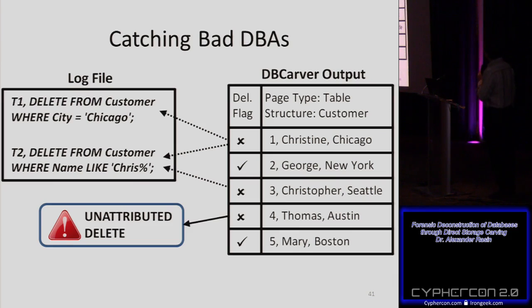So in this particular example, we have a log file with 2 deletes. One says delete entries for Chicago, one says delete entries that start with Chris. And then what you can do, and we have some algorithms in the paper, is match it, to say this deleted row that I see can match this delete action. So for example, Christine, record 1, could have been deleted by delete Chicago, or could have been deleted by this. You don't necessarily know. And then the entry for Christopher could have been deleted only by this, but it matches.